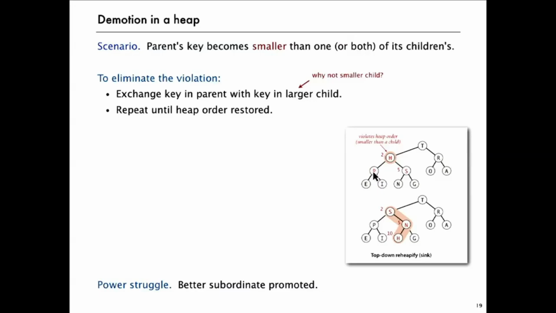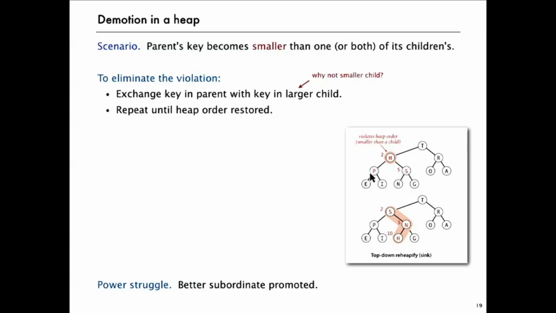We figure out which of the children is larger. In this case, it's the S, and we exchange that one with the one that's violating the condition. So that's moving the smaller key down. After that exchange, S is in position 2, and it's bigger than both P and H, and the heap condition is only violated, again, where H is sitting. And again, we keep going until getting to the bottom or getting to a place where both children are smaller.